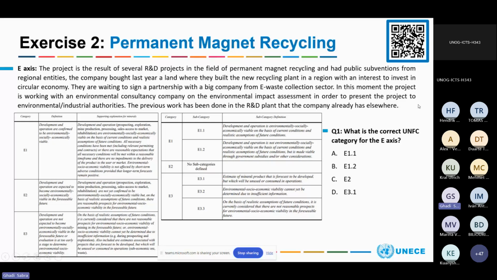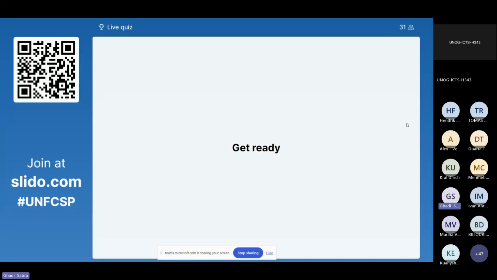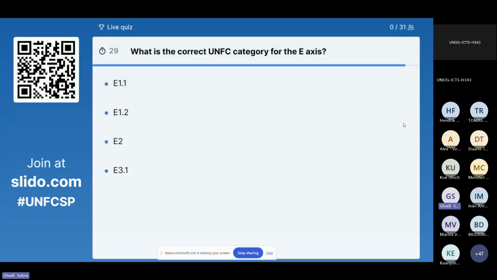Give you a bit of time to look. Okay, get ready. What is the correct category for the E-axis in this exercise? Is it E1.1, E1.2, E2, or E3.1? Let's see what the majority has answered.